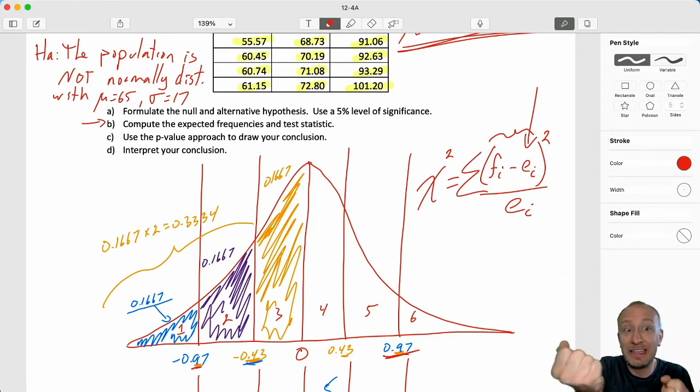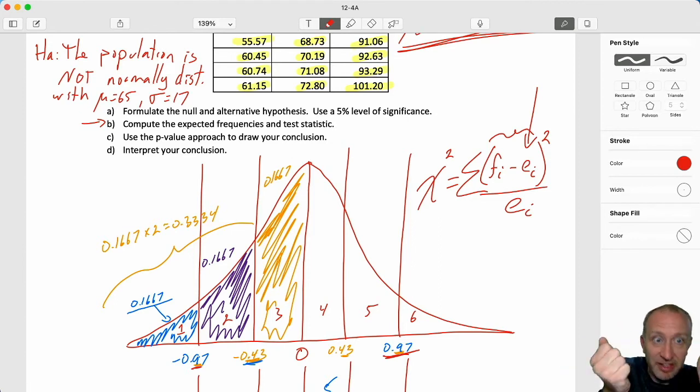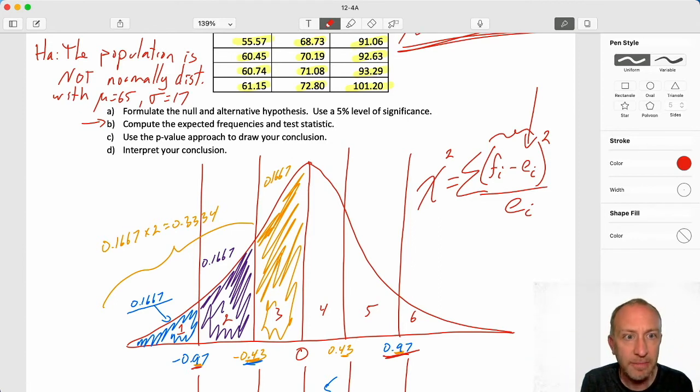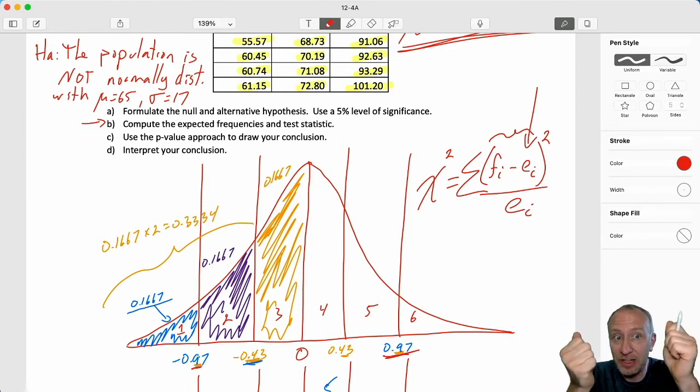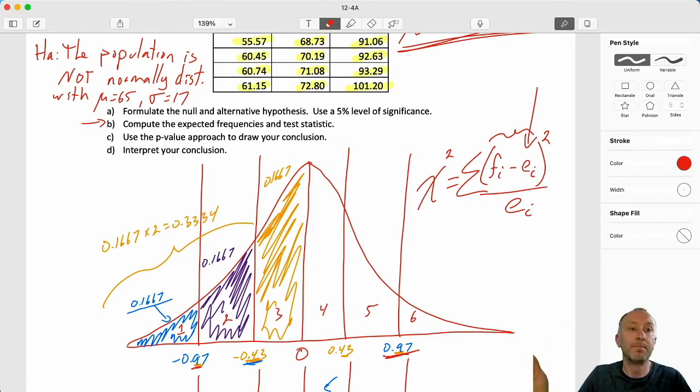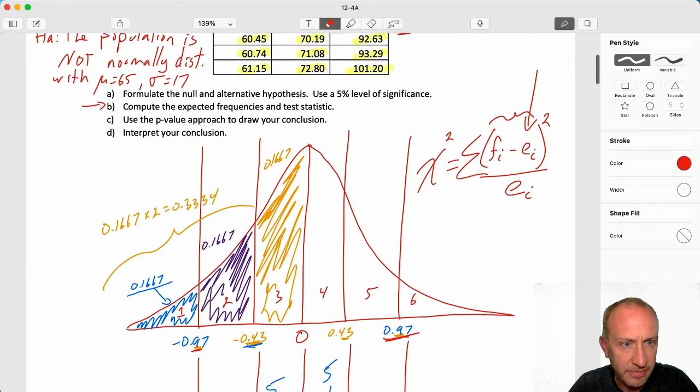So if what we see is very similar to what we expect if the null is true, well, then that supports the null. But if what we see is very different from what we expect if the null is true, well, then that says, well, maybe our expectation is wrong. Maybe the null is wrong. And that supports the alternative.